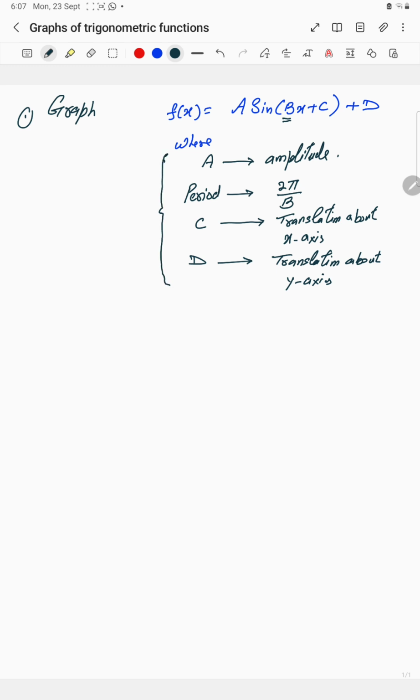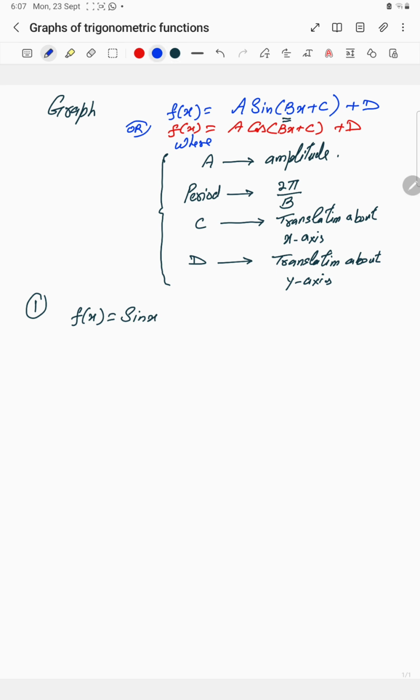And now we are going to start the graphs with the first case. And one more thing, the same thing you can do for f of x equal to a cos of (bx plus c) plus d, if it is a cosine function, right? Okay, so first we draw the simple graph, that is f of x equal to sine of x.